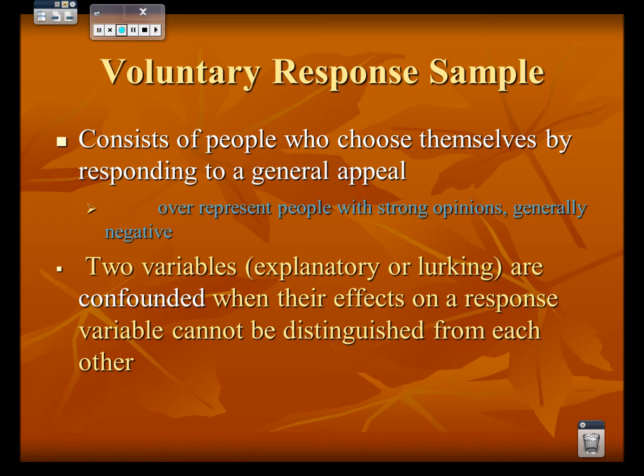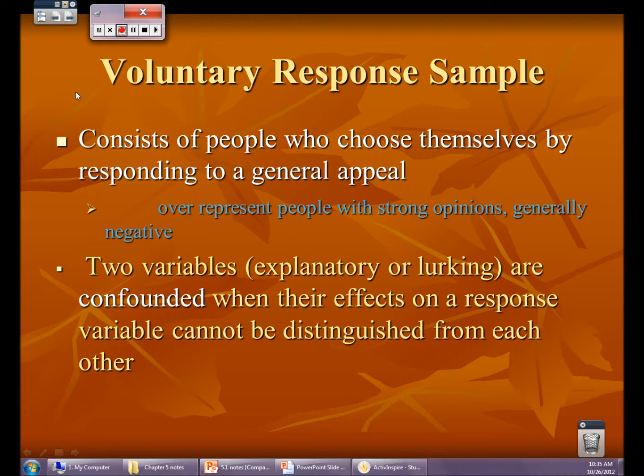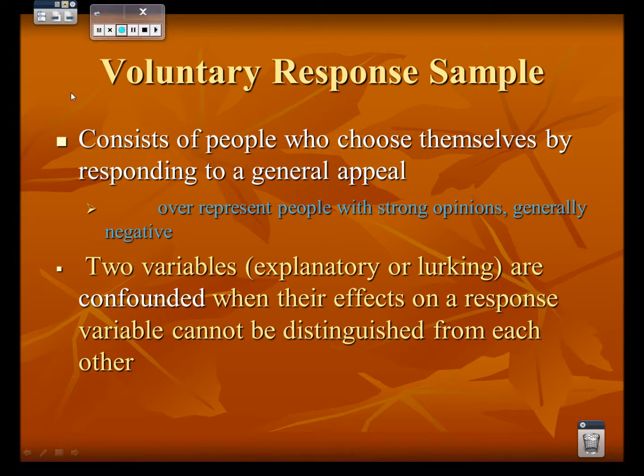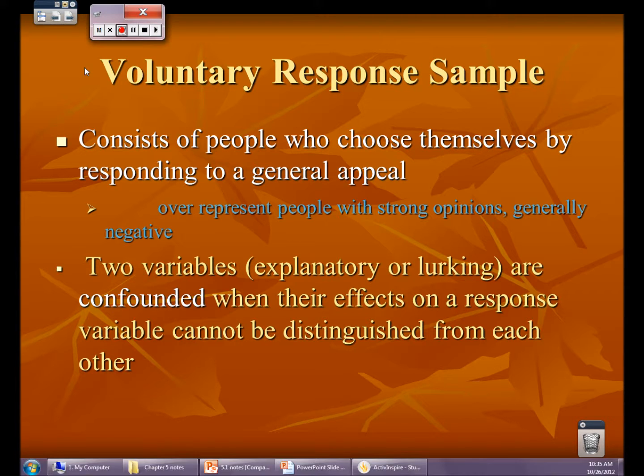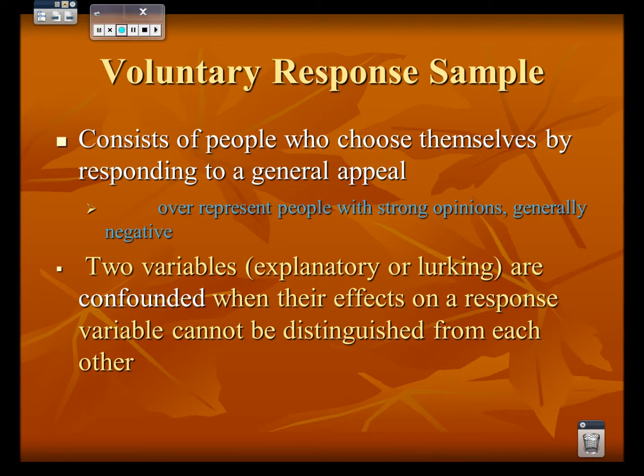And I've mentioned before that we have two types of variables, explanatory or lurking, and either one can be involved in what confounded means. And here again is our definition. Here is a simple example if confounded is still confusing to you.